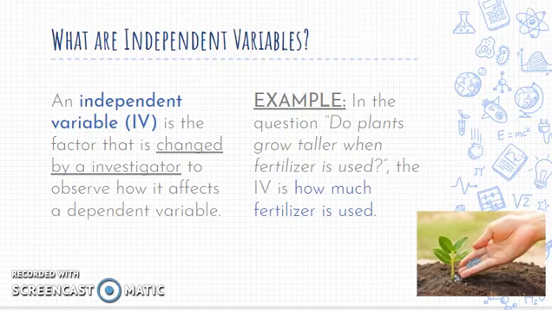Independent variable is the variable that is changed by the investigator. I like to think about it as I am an independent person. I control the independent variable. So an example, in the question, do plants grow taller when fertilizer is used? The independent variable here is how much fertilizer was used. So that's the thing that the scientists chose to change within their experiment, is the amount of fertilizer used from trial to trial.